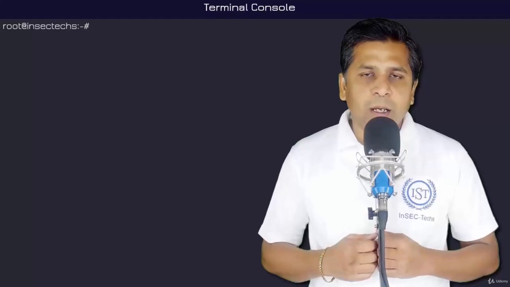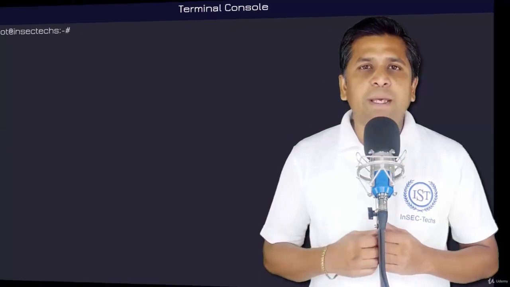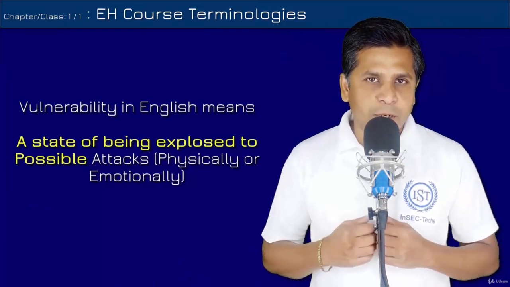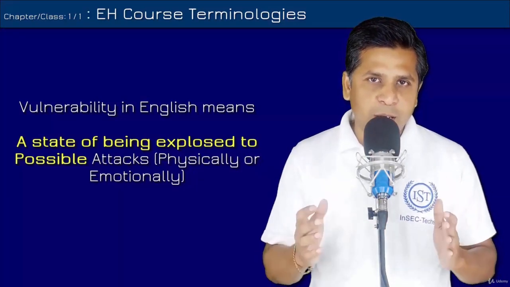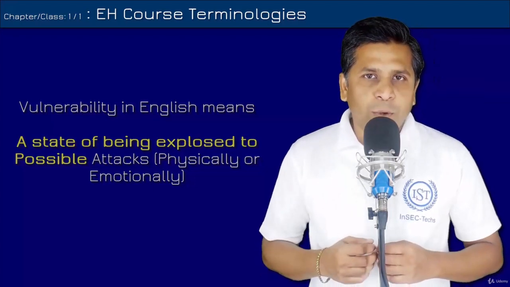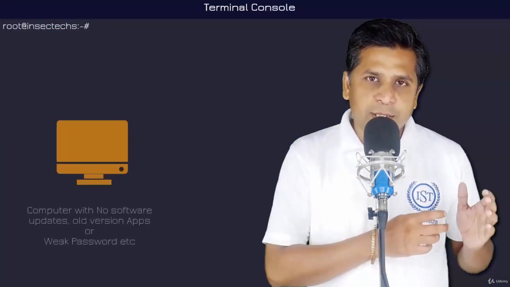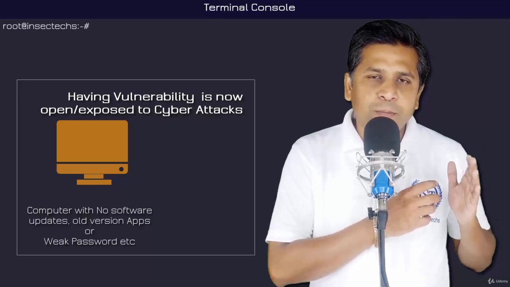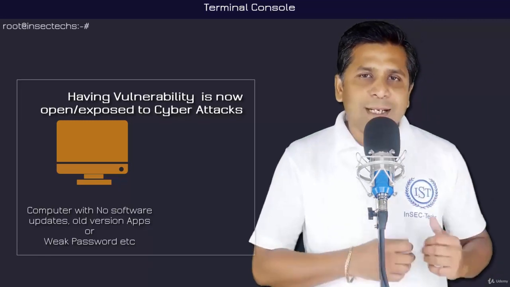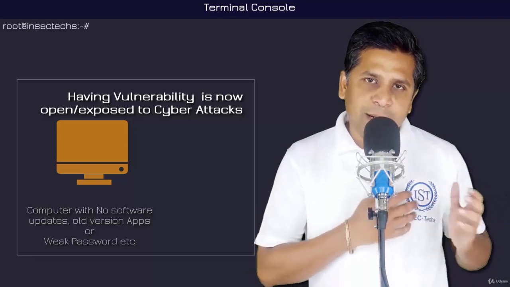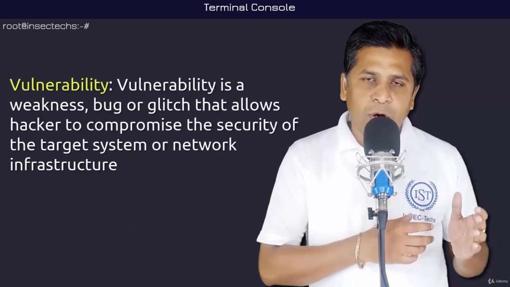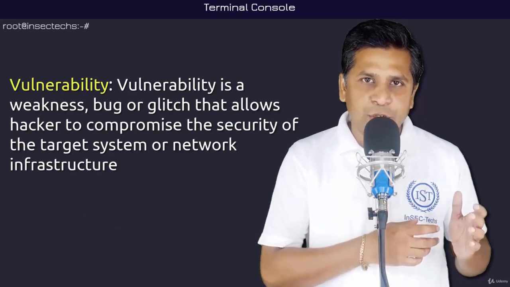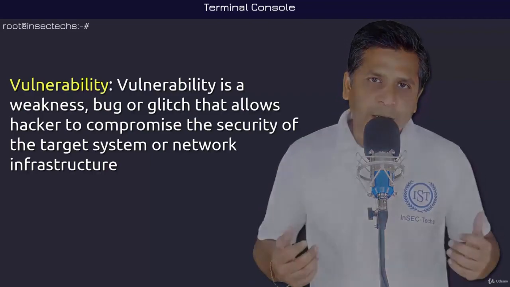So next, vulnerability. Vulnerability in English means the state of being exposed to possible attacks, either emotionally or physically. So let me repeat, it is a state of being exposed to possible attack. So when you relate it to cyber security, say for example the computer or a network has a vulnerability, it means that it is in a state where it could encounter possible attacks. So vulnerability in cyber security can be defined as a weakness, flaw or bug that could be exploited to gain access to the target machine, network or application. There are different kinds of vulnerabilities.